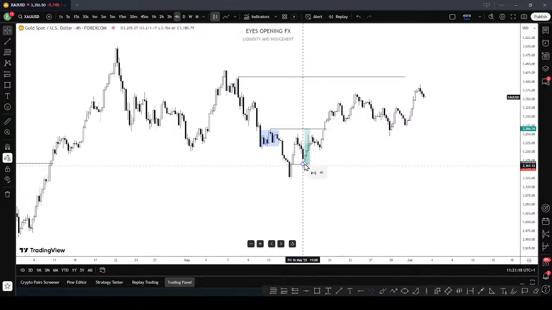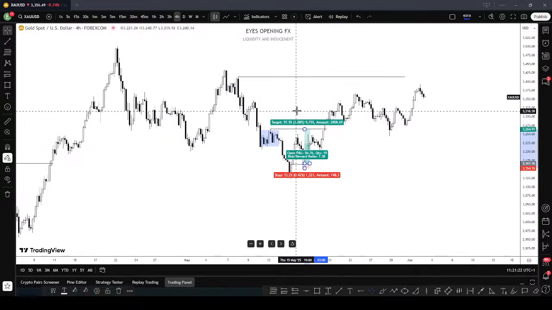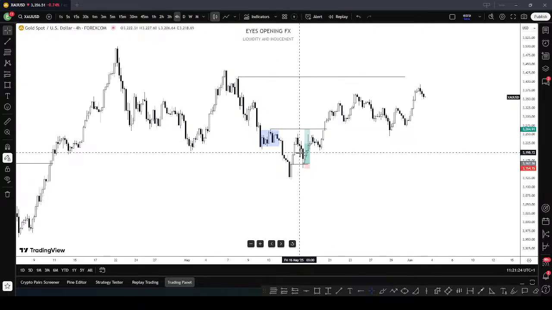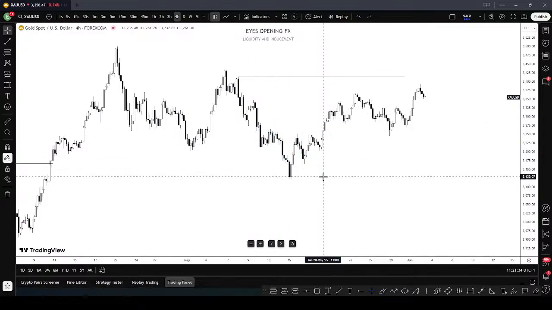So once we are able to catch this entry, your target will be this high. That is one way of using support and resistance level: you use it with other models. The same thing applies here.